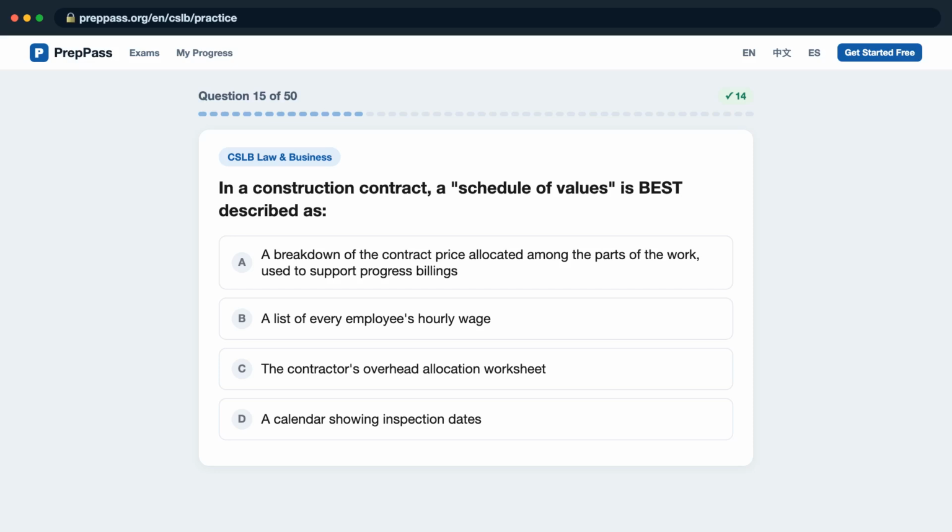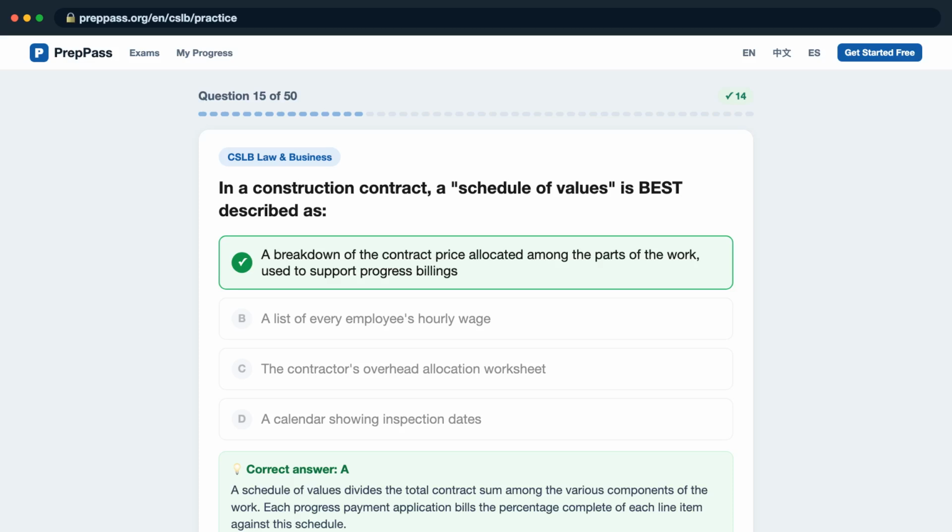Question 15. In a construction contract, a schedule of values is best described as, is it A, a breakdown of the contract price allocated among the parts of the work, used to support progress billings? B, a list of every employee's hourly wage. C, the contractor's overhead allocation worksheet. D, a calendar showing inspection dates? The correct answer is A.